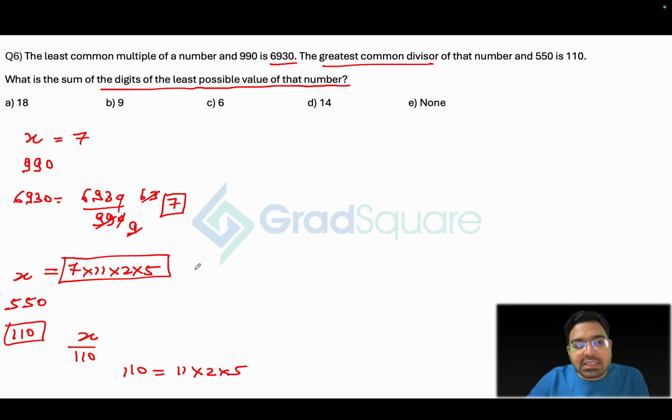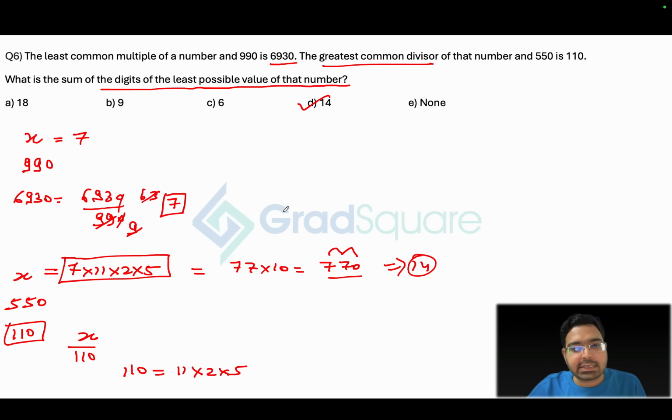So effectively, let's calculate this number. This turns out to be 77 into 10, which turns out to be 770. And they are looking at what is the sum of the digits. The sum of the digits will be 7 plus 7 plus 0. That makes it 14. So option D, 14, is the correct answer.